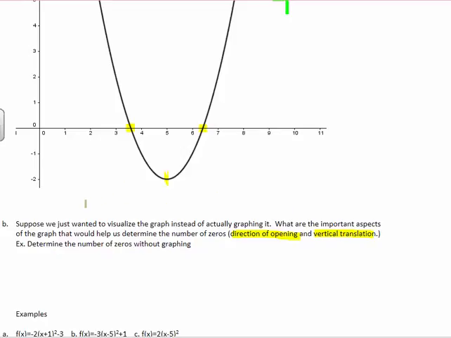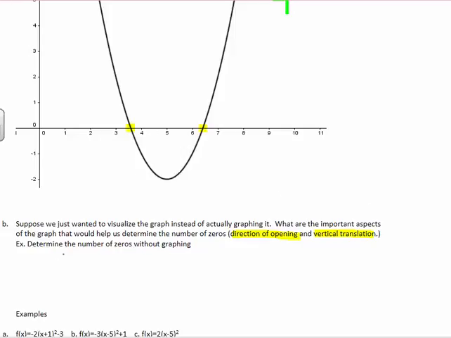Because say we had this graph here and the graph opened down, we no longer have any zeros. This graph continues forever in the negatives of the y, and so the vertex won't change there. It doesn't increase, so there are no zeros in that example. So we'll clean that up. So the direction of opening is so important, and how much up or down it has moved.